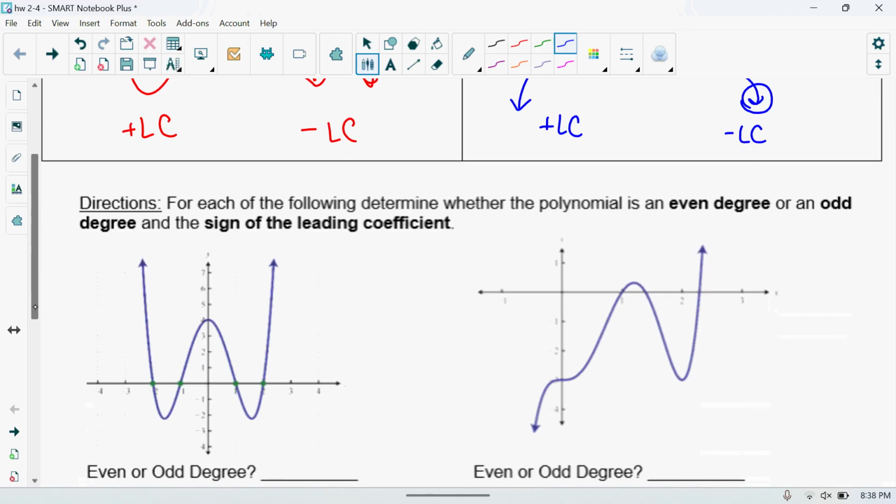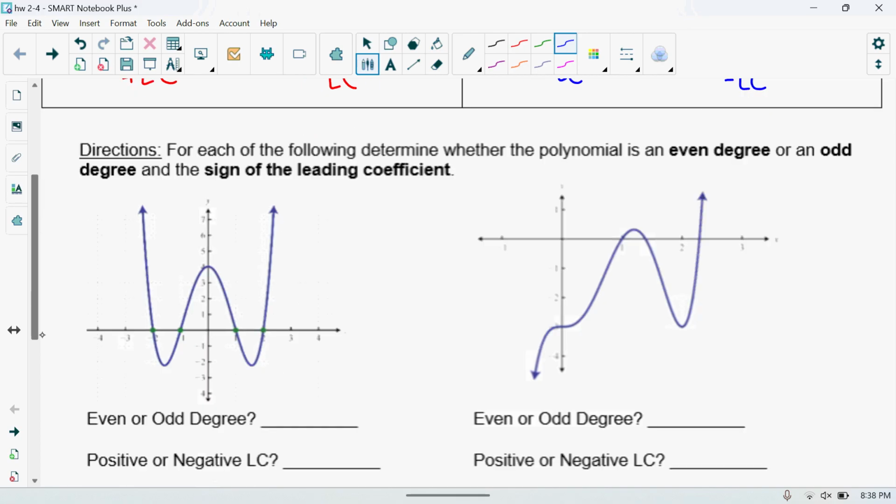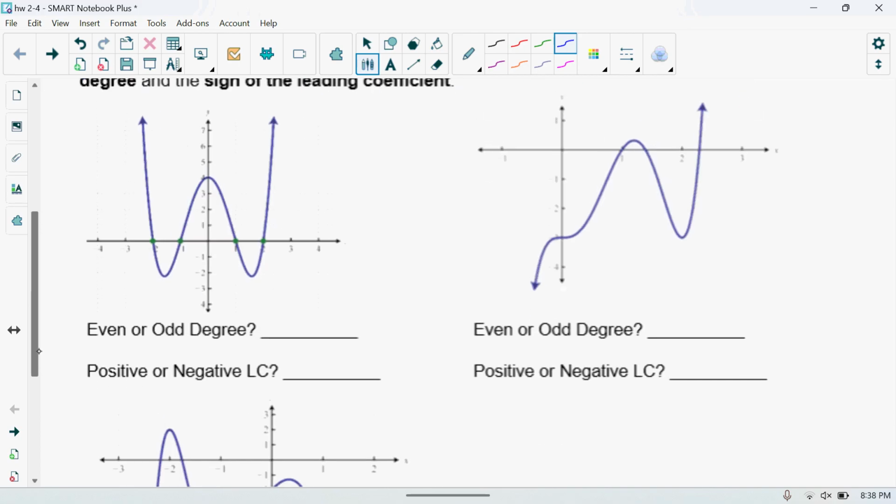So for each of the following, determine whether the polynomial is an even degree or an odd degree, and the sign of the leading coefficient. So my first one, my arrows point in the same direction. So that means it's going to be an even degree. And my right arrow points up, or in this case, they both point up, so it is a positive leading coefficient.